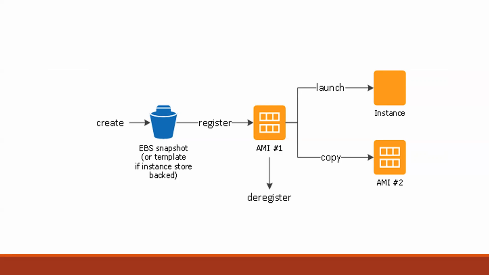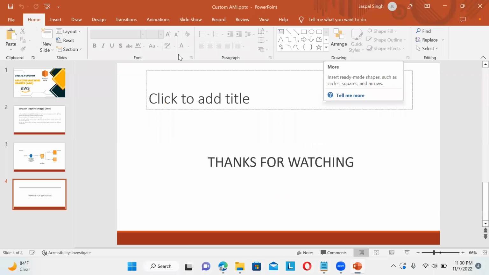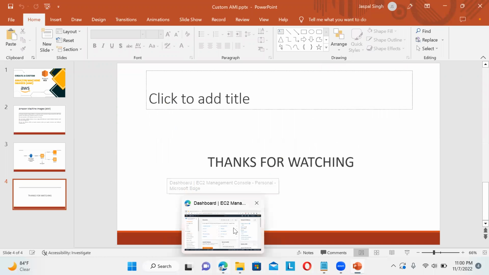But what we need to make sure is that whichever region we are launching in, the image should be available in the same region. Otherwise, we won't be able to do that. So we need to copy that image. So let's go to the console. I'll show you a few things.